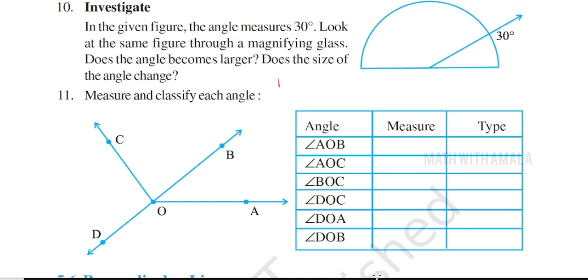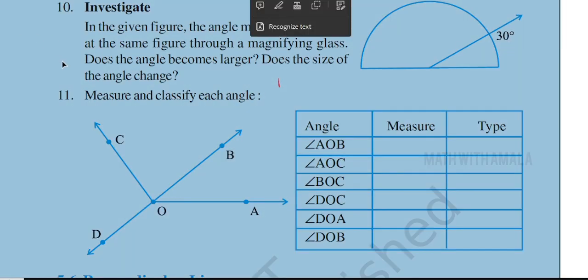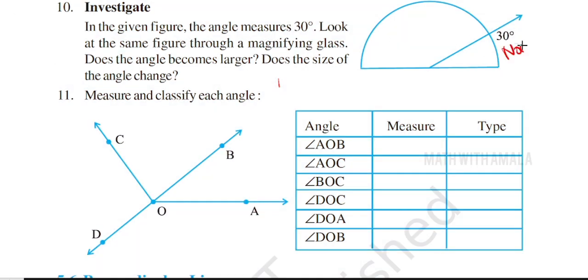Next one, investigate. In the given figure, the angle measures 30 degree. Look at the same figure through a magnifying glass. Does the angle become larger? Does the size of the angle change? The measure of the angle is 30 degree. Hence, by looking through a magnifying glass, it may be getting larger, but there will not be any change in the angle. It will be 30 degree itself.